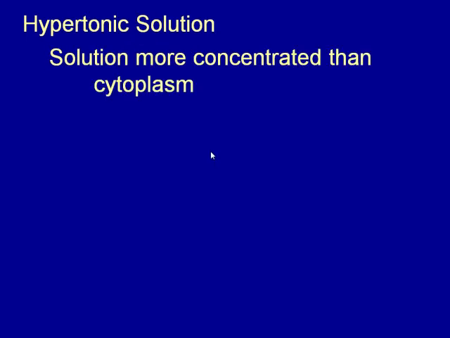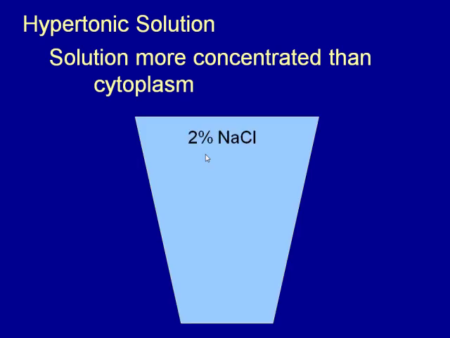Our third type of solution is the hypertonic solution. Here, the solution is more concentrated than the cytoplasm. Everyone knows what a hyperactive child is like. Well, hyper means more than. So this time we'll put a 2% solution of sodium chloride in our beaker and drop our cell in. And the interior of the cell is still equivalent to a 9/10% sodium chloride solution.